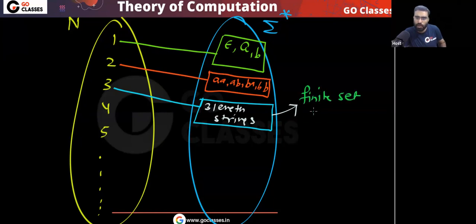Why? Because how many elements are there in this? How many 3 length strings do we have? That is 2 power 3. Only 8 3 length strings we have. Yes or no? 2 power 3 elements you have here.